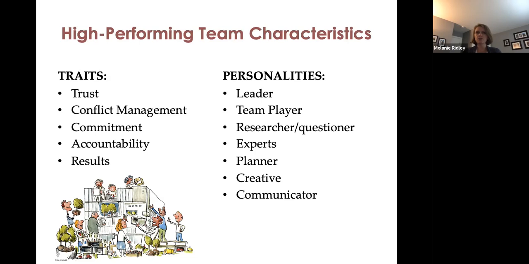What content experts do we have available to us? Who's a really good planner? Who's creative? And who's a good communicator? And how do we put them in positions to really utilize their skills and their strengths to drive our work forward? So giving some thought to who's on our team and what they bring to the team is really important, especially at the beginning.